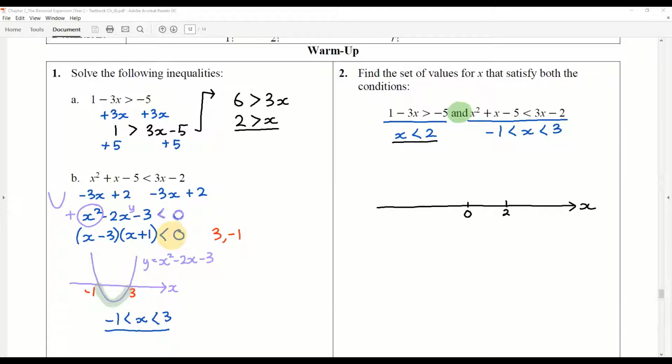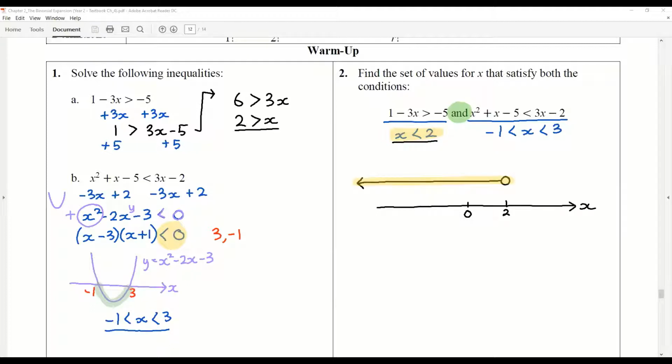Okay, so the first graph is going to be anything less than 2. So all these values are valid. Okay, I will highlight that just so we can see which one I'm referring to. So that's this inequality here.